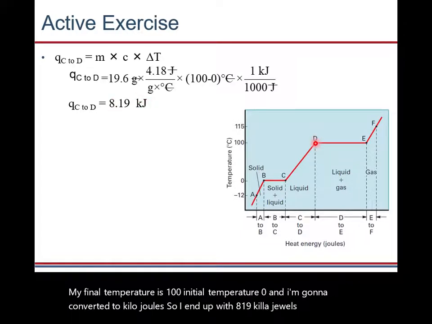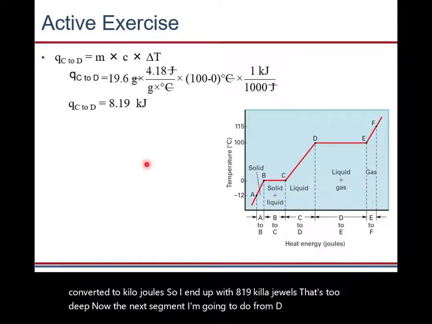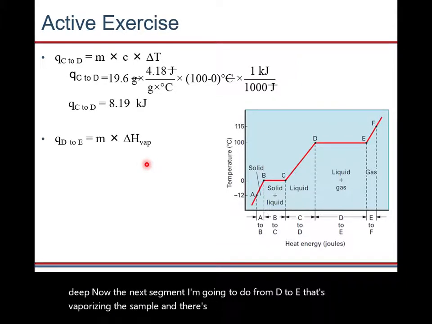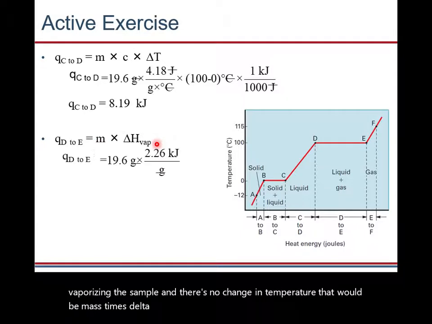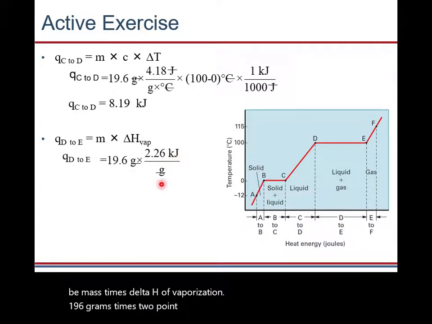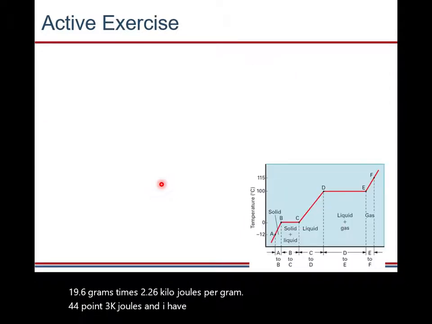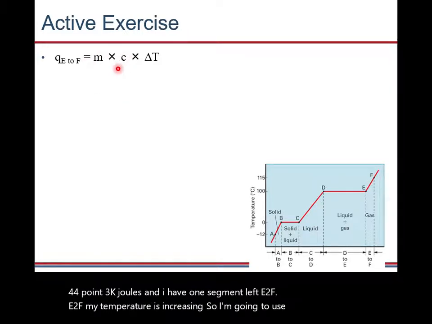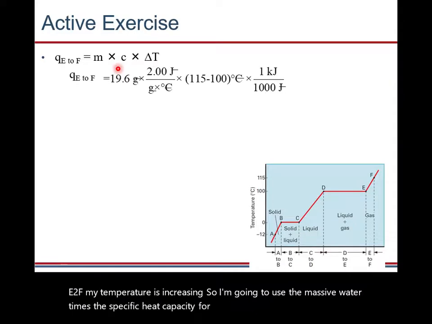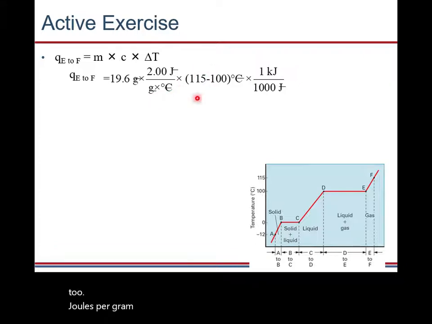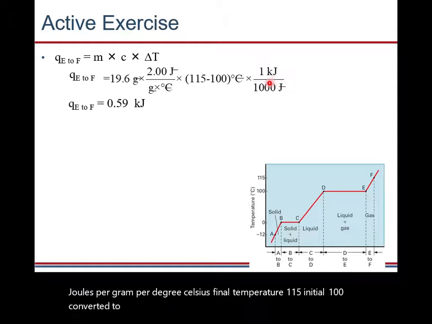That's C to D. Now the next segment I'm going to do from D to E, that's vaporizing the sample, and there's no change in temperature. That would be mass times delta H of vaporization: 19.6 grams times 2.26 kilojoules per gram, 44.3 kilojoules. And I have one segment left, E to F. My temperature is increasing, so I'm going to use the mass of water times the specific heat capacity for the vapor, and that's different, 2 joules per gram per degree Celsius. Final temperature 115, initial 100, converted to kilojoules. I end up with 0.59 kilojoules.